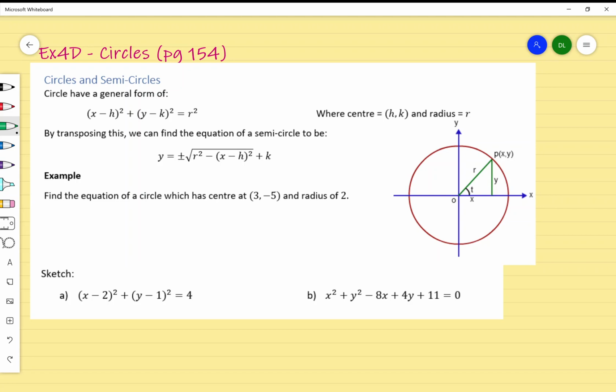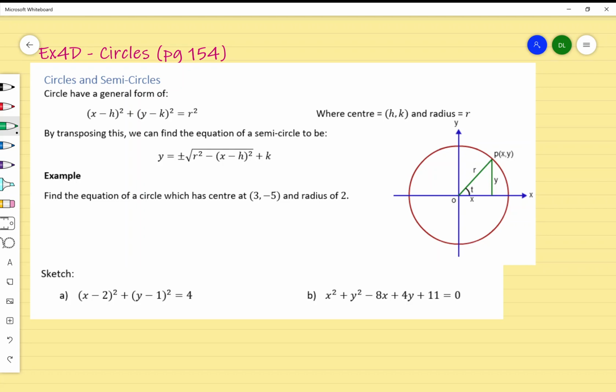Today we'll be covering exercise 4D, which is the second last exercise for chapter 4. Hopefully you guys are looking forward towards the holiday. We'll finish up chapter 4 and then hopefully we have some time to introduce the next topic, which is probability, before we get into the holidays. So exercise 4D is on circles and semicircles.